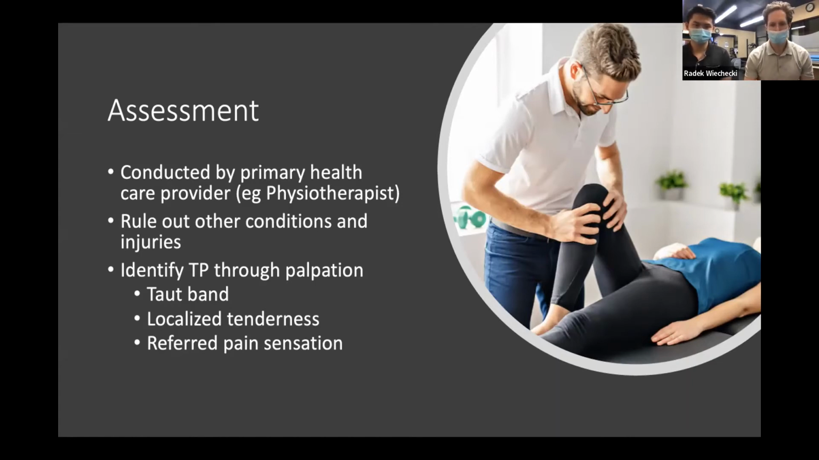And usually when you press over these taut bands or these points of tenderness, they will have a referred pain sensation, which feels similar to the typical discomfort that you might be struggling with. Sometimes that might be that back pain that's been nagging you, or sometimes it could be that shoulder discomfort that you've been getting. And so our job as physiotherapists with our assessment is to rule these things in and out to really come up with a clear diagnosis of what's happening.